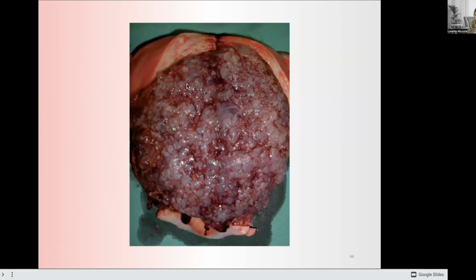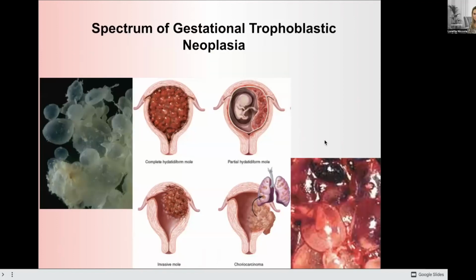Okay, so here's a gross picture, an actual picture of these hydatidiform trophoblastic cells just reproducing, and you can see how this takes up all the room in the uterus. There's no room for the baby, so the baby ends up dying. Here are some other pictures, microscopic views of these cells. Okay, here's a complete, takes up everything. Here's a partial. We do have a growing fetus.